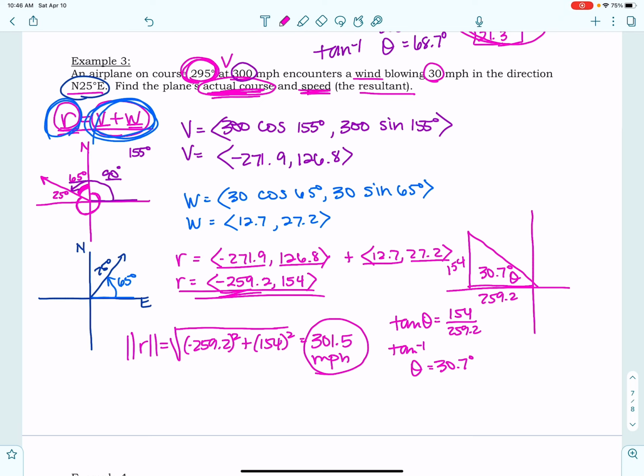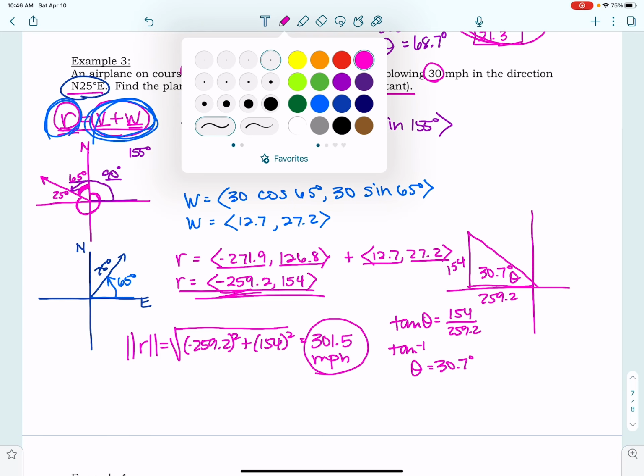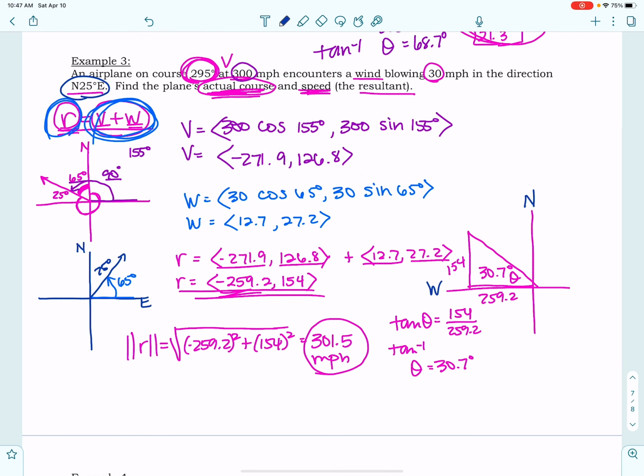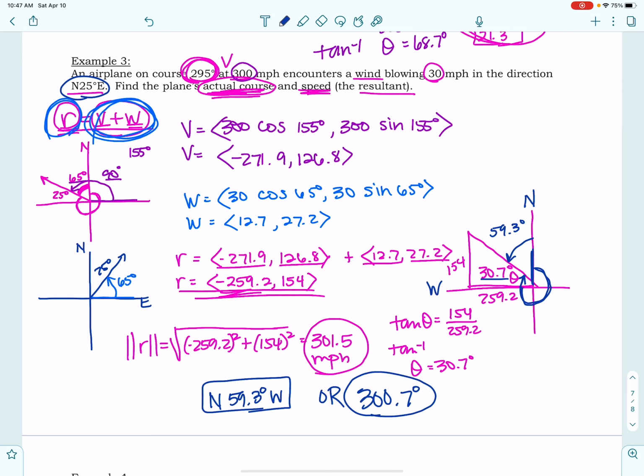Now I have to write it as a true bearing, or write it as a north, however many degrees west. If I write it this way, a directional bearing, I need to know this angle right here. If I subtract 30.7 from 90, I get 59.3 degrees. So you can write your direction as north, 59.3 degrees west, or you can write it as a true bearing. Remember, that starts north and goes clockwise to the vector. So through 3 quadrants, 270 plus 30.7, so that's going to be 300.7 degrees. So you can write it either way.